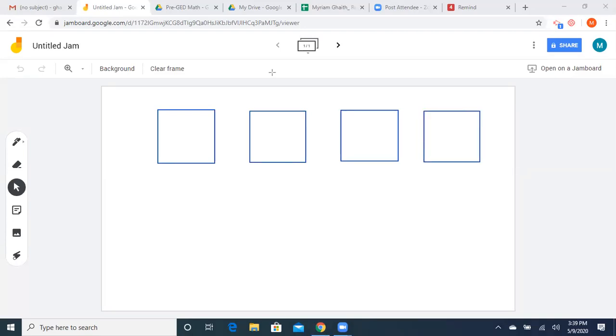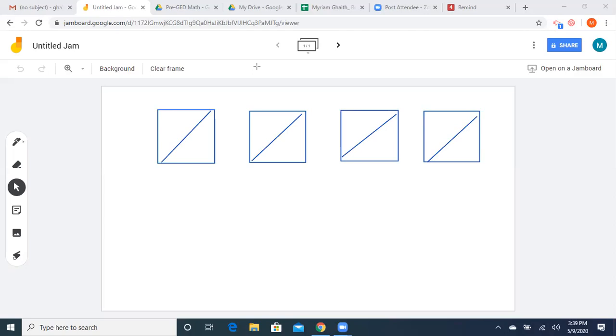Can you see that? They're not perfect, but you get the idea, right? Okay, so now we have 4 squares. I see 4 squares, right? But we're going to look at how many parts each square is made up of. So what would you say? How many parts? 2.